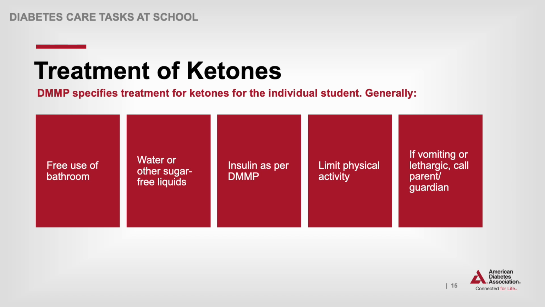Extra insulin may need to be given. The student's DMMP should specify what dose should be given for the blood glucose and ketone test results. Students should not engage in physical activity per the DMMP. If vomiting occurs or if the student is lethargic with ketones present, the parent guardian should be called, or call for medical assistance if the parent guardian cannot be reached.